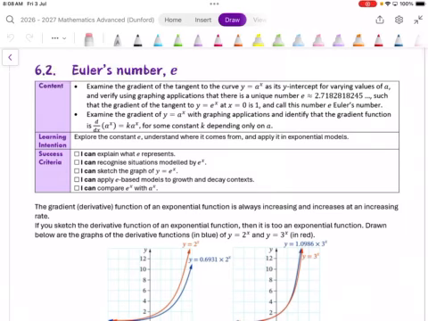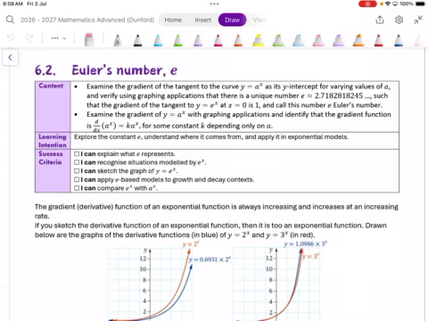All right, today what we're looking at is Euler's number e, and we're going to explore the constant e, understand where it comes from, and apply it in exponential models. So the gradient function, or derivative, which we haven't talked about yet, but we did do it in our taster lesson last year. So the gradient of a function is also called the derivative. So the gradient is where we have little tiny gradients going up the curve.